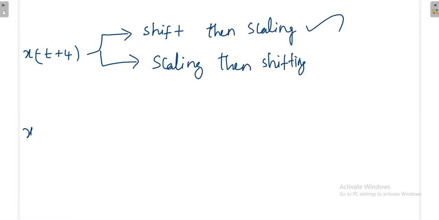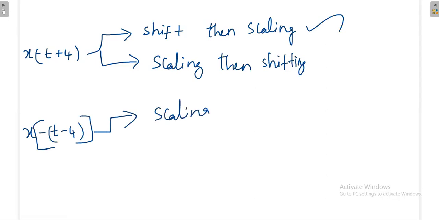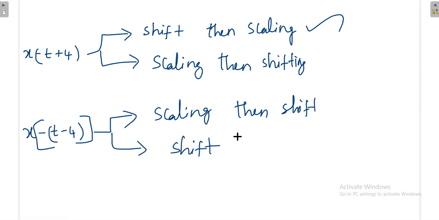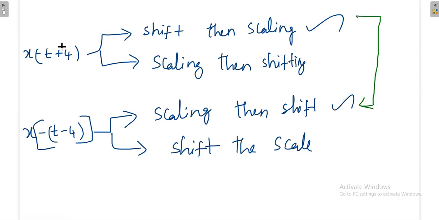Or if it is in this format, here also you can do the scaling first, then shift, or otherwise shift, then scale. Here this one is correct. But if you follow the correct procedure, either you do by this procedure or this one, both will give you the same answer.